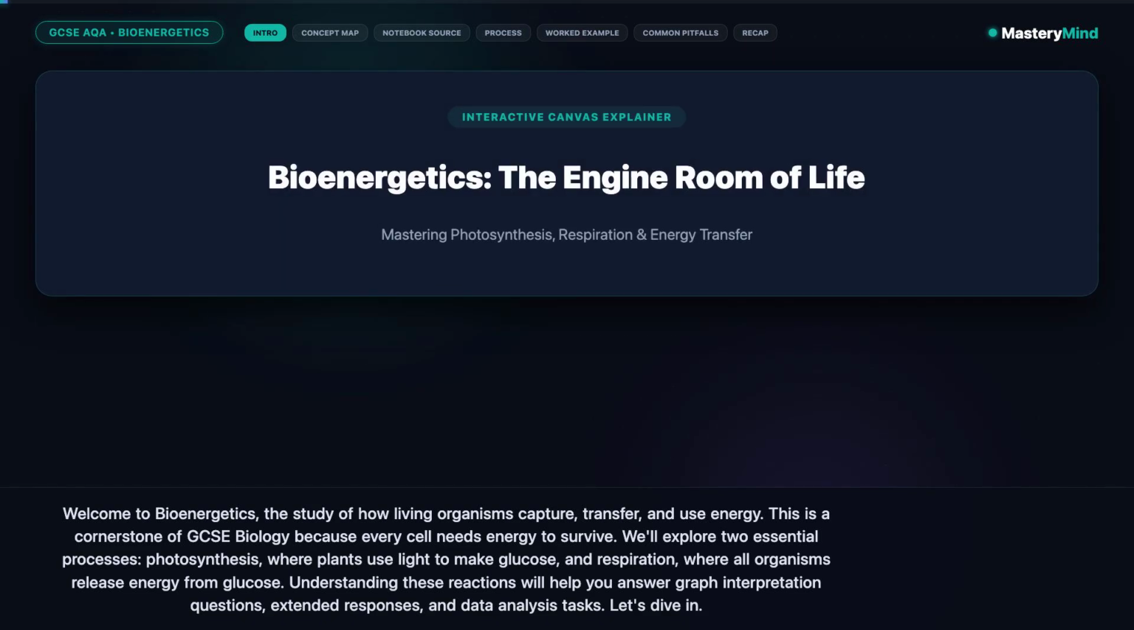Welcome to Bioenergetics, the study of how living organisms capture, transfer, and use energy. This is a cornerstone of GCSE biology because every cell needs energy to survive. We'll explore two essential processes: photosynthesis, where plants use light to make glucose, and respiration, where all organisms release energy from glucose. Understanding these reactions will help you answer graph interpretation questions, extended responses, and data analysis tasks.